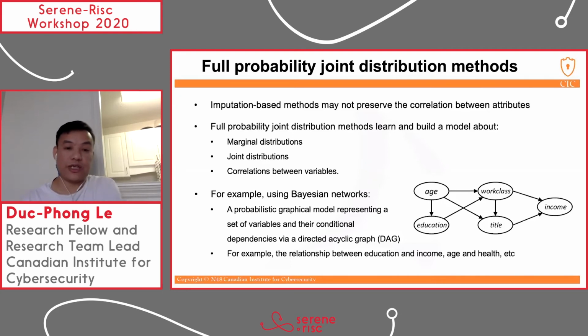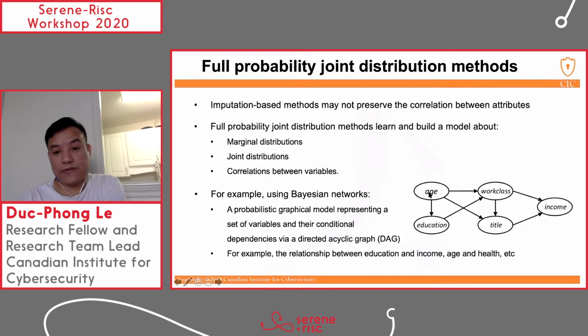One tool that can realize this kind of method is a Bayesian network. You can see in this picture, let's say you have a data set with the attributes education, work class, title, and finally income. This network shows the dependencies, for example, income depends directly on work class and title. And we also have indirect dependence from work class to income and education to income.